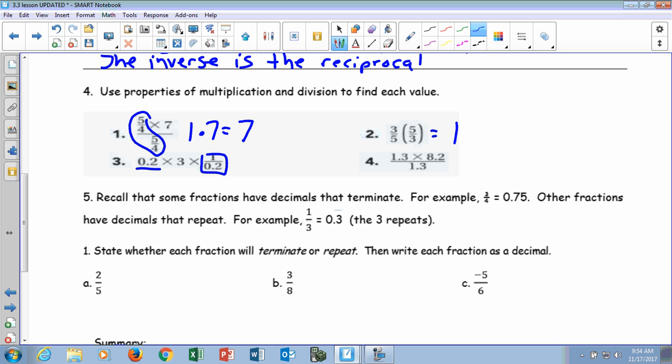Reciprocals, right? And when you multiply reciprocals, you get 1. So this basically just becomes 1 times 3, which is 3. See how this works? Same thing over here. I got 1/3 divided by 1/3. But when two numbers are divided by each other, what's their answer? 1. So now I basically got 1 times 8.2, which is just 8.2. So you see how we can use these properties?